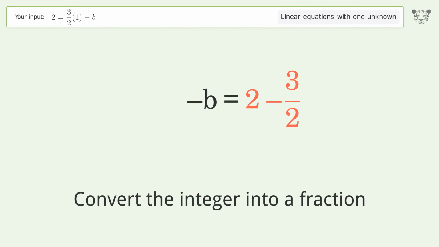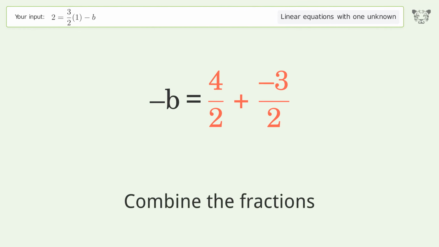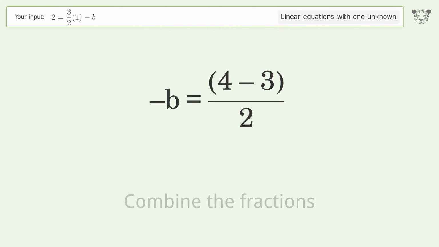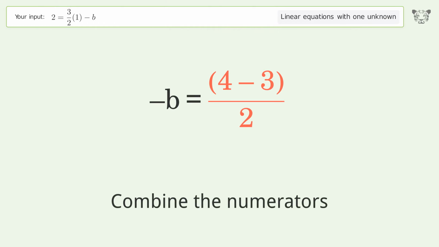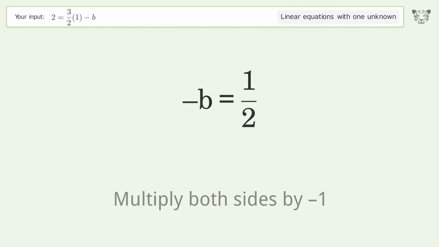Convert the integer into a fraction. Combine the fractions. Combine the numerators. Convert the b into a positive number. Multiply both sides by -1.